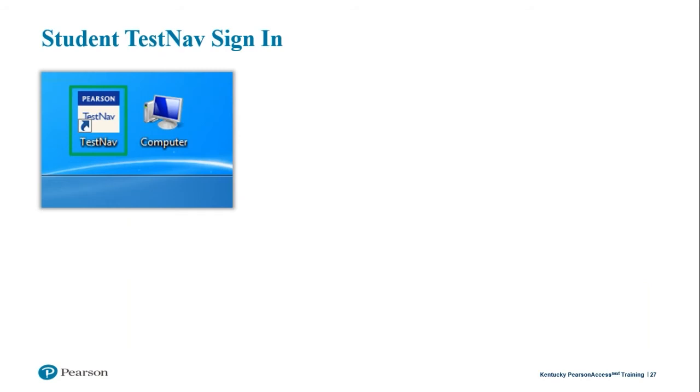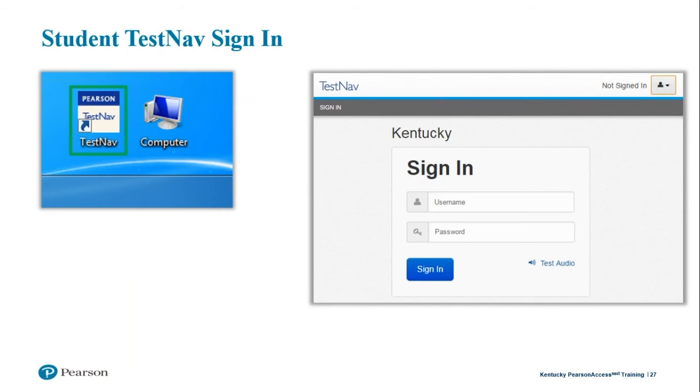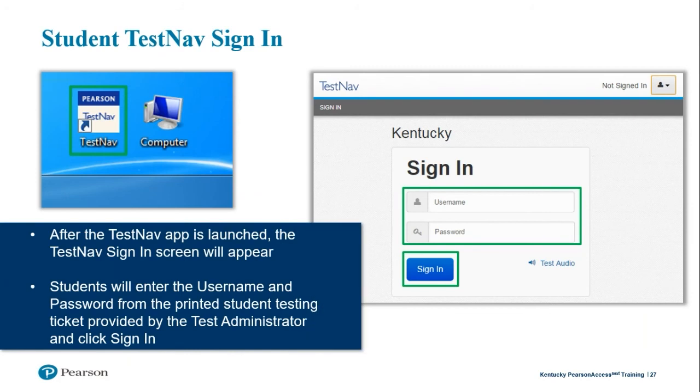So here you see what the Pearson TestNav app icon will look like. So the student will click on that. It will come up with a Kentucky sign-in. You will see here in the middle, it has the username and password. That's where they put the username and password from their testing ticket. After they enter that information, they click on sign in and they will be taken into the test.